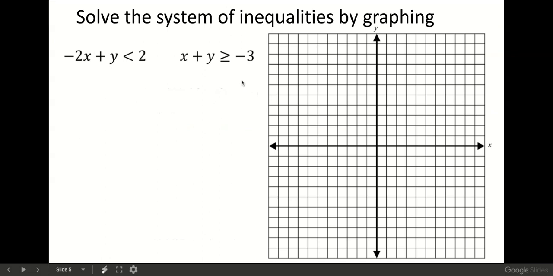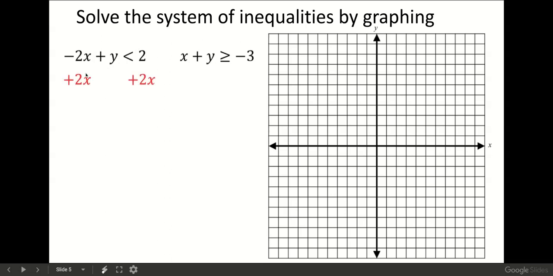So what happens if we were asked to solve a system of inequalities like this, right? So they give us two inequalities. Now you notice these two inequalities are not in slope-intercept form, right? They're not in that y equals mx plus b form. But we can convert them to that form to make them easier to graph. The easiest way to do that is to solve for y, get the y all by itself.